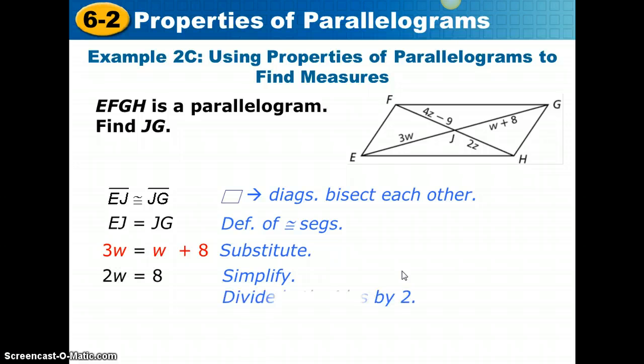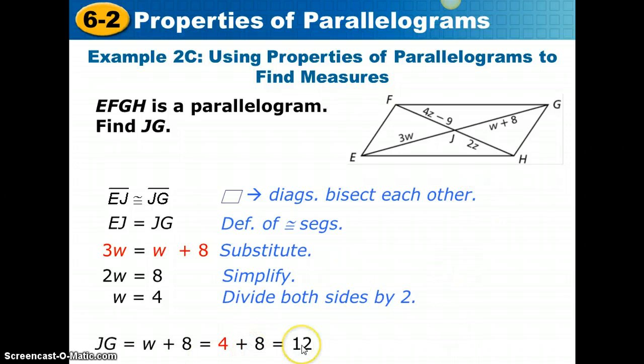If I divide both sides by 2, W is 4. But that's not the final answer. You are asked to find JG. So I'm going to take that 4 and add it to 8, and I get that JG is 12.